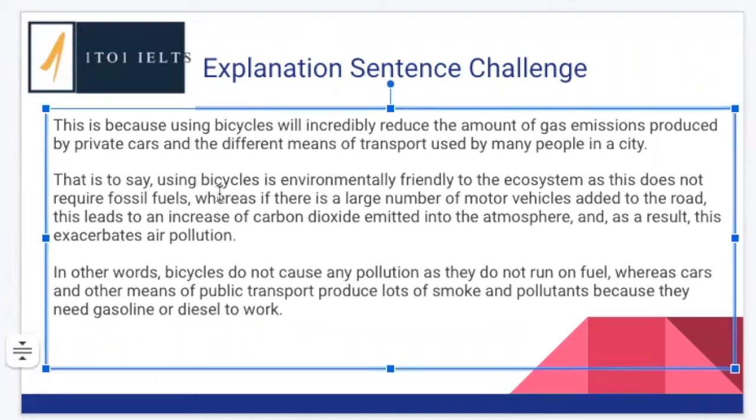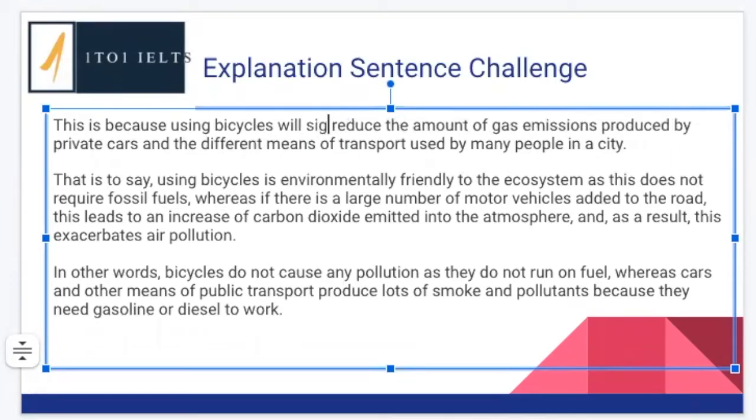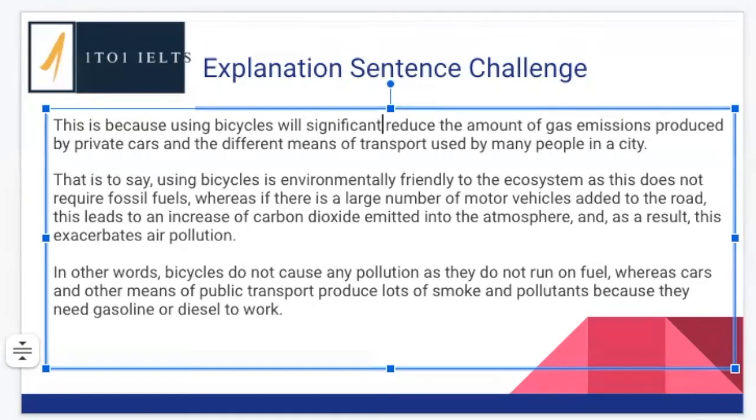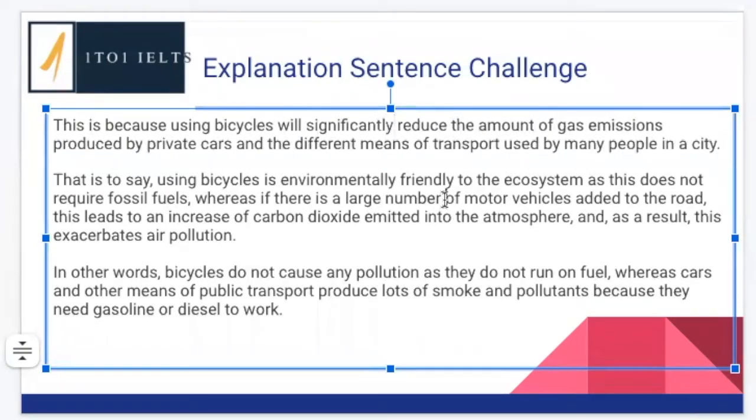Our first answer here was, this is because using bicycles will incredibly reduce the amount of gas emissions produced by private cars and the different means of transport used by many people in a city. Okay, so this is definitely explaining the idea of how it reduces pollution. This collocation here, to incredibly reduce, is a little bit awkward. What would be more common here is to say significantly reduce.